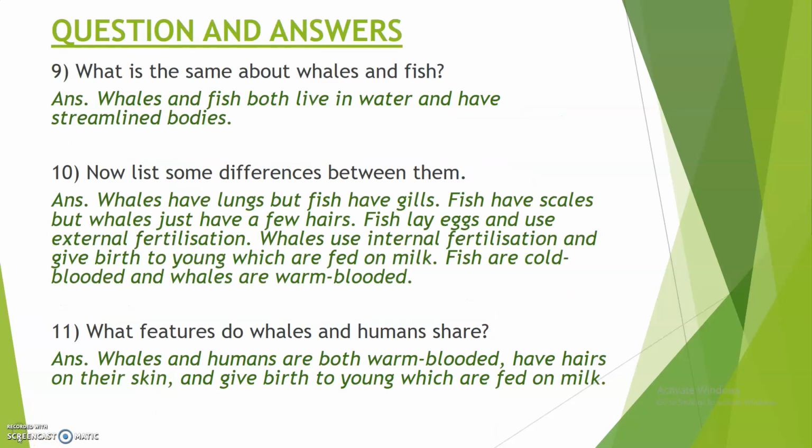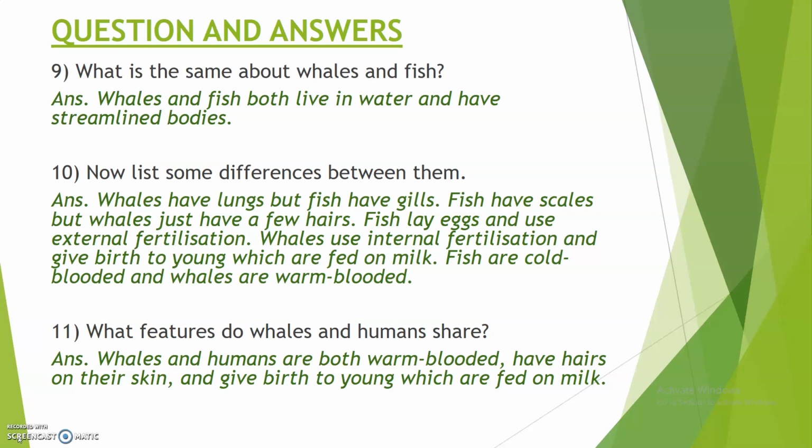Now we will discuss some questions and answers. The 9th question in your textbook, please read it. What is the same about whales and fish? I have told you that some get confused that whales are fishes. But no, whales are mammals. So why are you getting confused that a whale is a fish? What is the similarity between whales and fishes? The answer is, whales and fish both live in water and have streamlined bodies, right? Just like a fish, their body is streamlined, and both live in water.